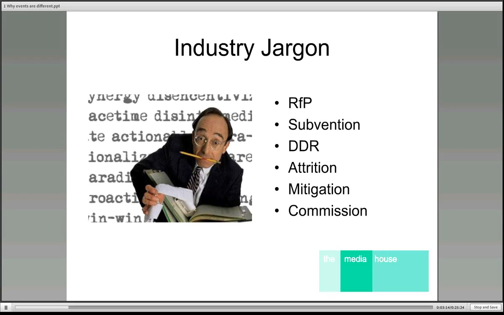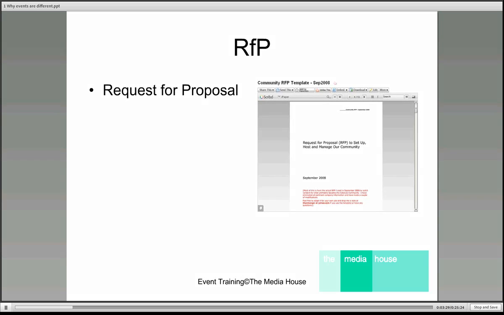So what we're going to do is look at some of these in just a little bit more detail and see what impact they might have on your event and what it means for you in terms of negotiating and contracting the very best deals. So let's start with an RFP. Very simply, this is a request for proposal.